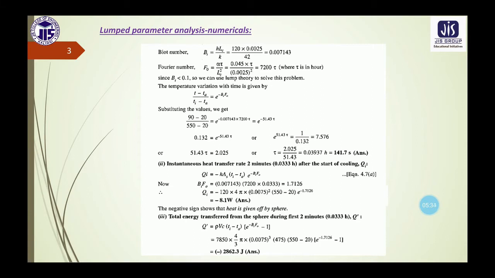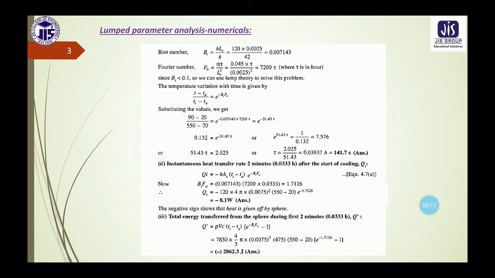Now if we apply the formula of the lumped parameter analysis, the equation is (T minus Ta) divided by (Ti minus Ta) equals e to the power minus Biot number into Fourier number. Now if we put all these values in this equation, only the value of tau, that is the time, is remaining. All the other values are given in the question.